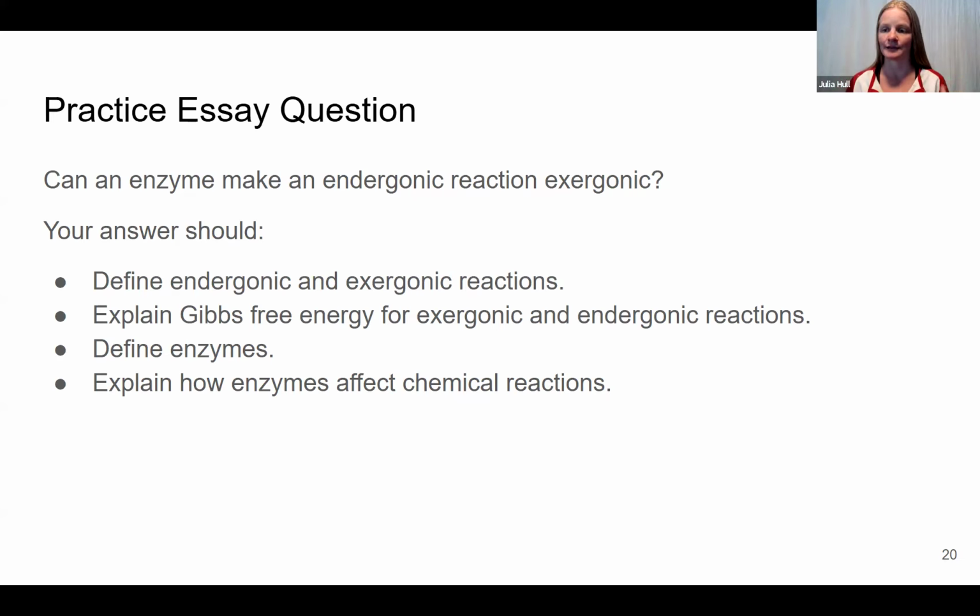So if this was on an exam, I would ask a question similar to this. I would have it worded a little bit differently, of course, but I would say, can an enzyme make an endergonic reaction exergonic? And in this answer, I should expect you to be able to define endergonic and exergonic reactions. I'd expect you to be able to tell me about Gibbs free energy for both exergonic and endergonic reactions. I want you to be able to define enzymes and talk about how enzymes affect chemical reactions. Specifically, you're going to talk about their activation energy and how enzymes affect that activation energy, right? But not other properties of the chemical reaction.